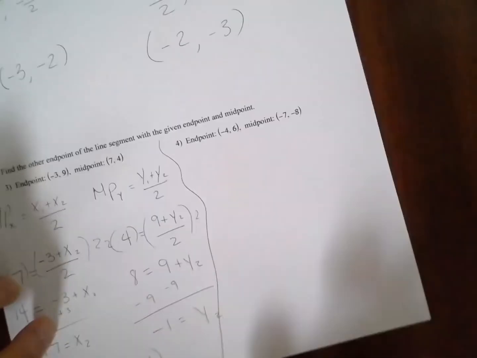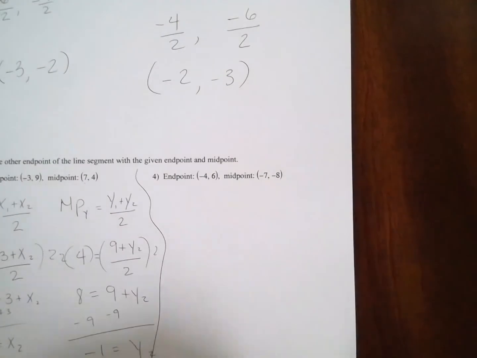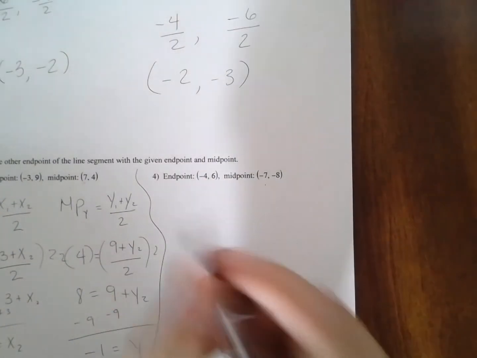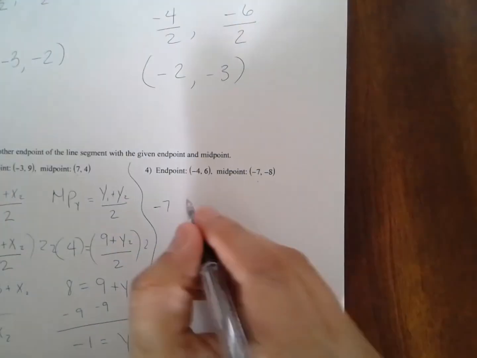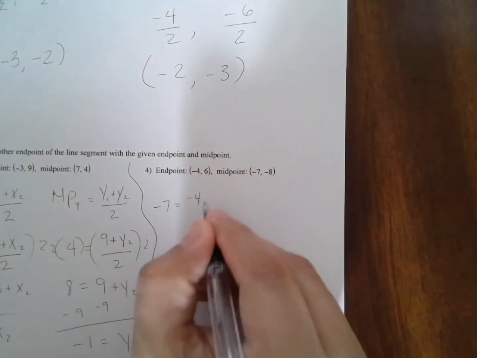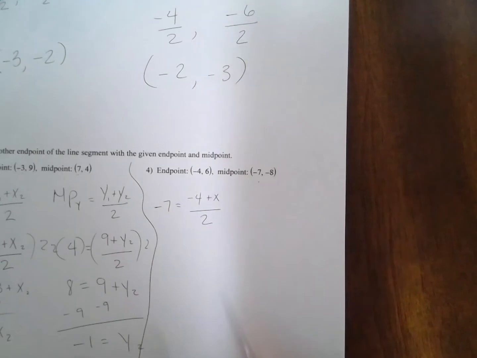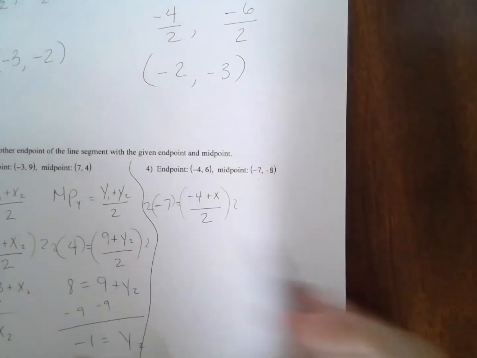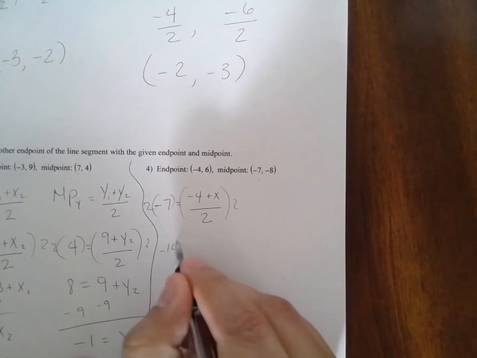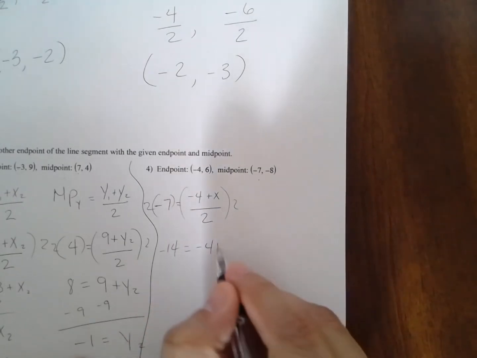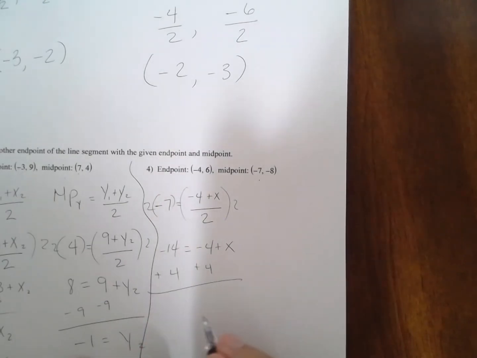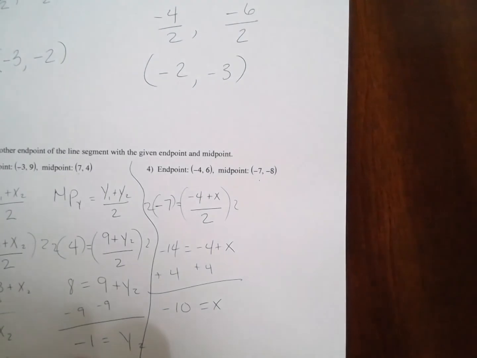Okay, we'll use the formula here for this last one. I'll plug things in. My midpoint here for x is negative 7. And that equals negative 4 plus x over 2. Multiply both sides by 2. I get negative 14 equals negative 4 plus x. I add 4 to both sides. I get negative 10 equals x.